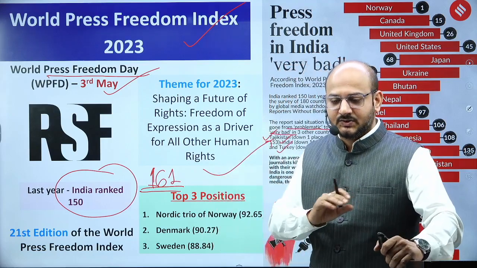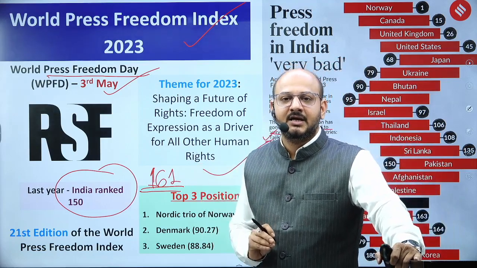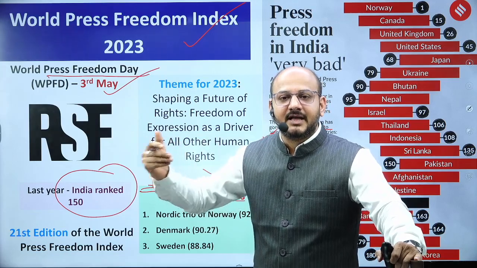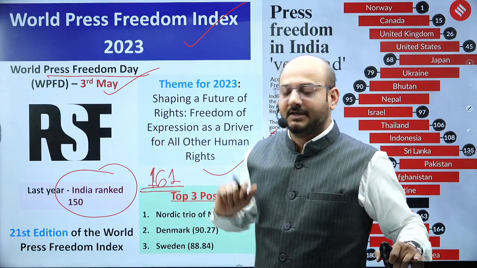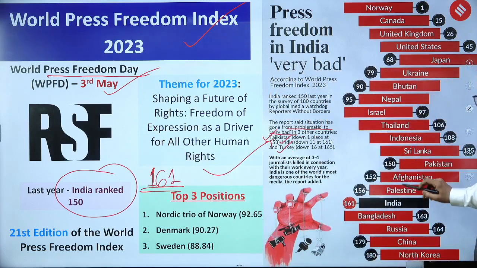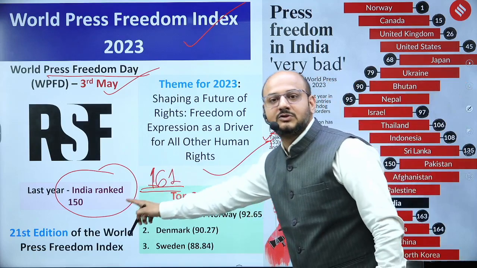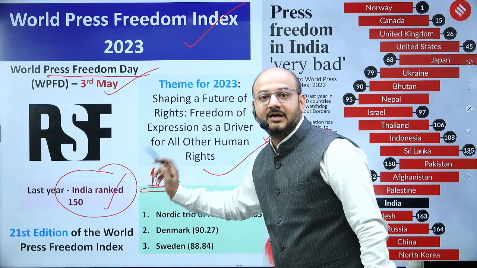So how has India been doing in its neighborhood? Because many sweeping statements will come in the examination about whether India has been doing better than its neighborhood in this particular index or not. Here you will find that Bhutan has been doing really well. This is the position of India right now, 161. Last year's rank, you see, is 150. We are down by 11 ranks.